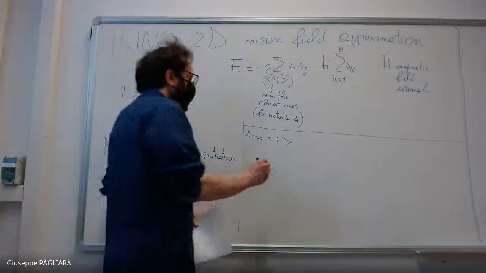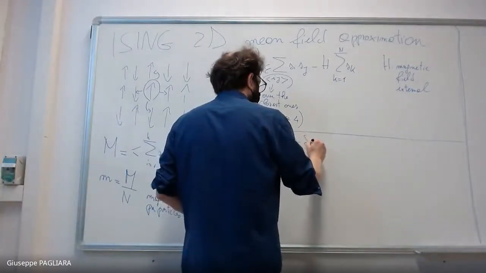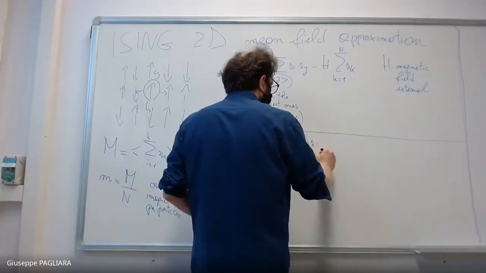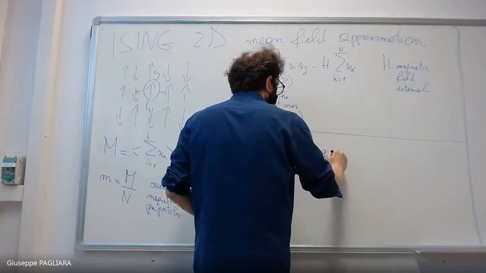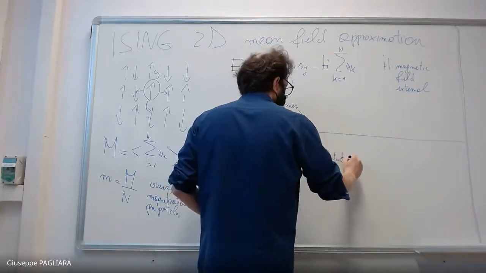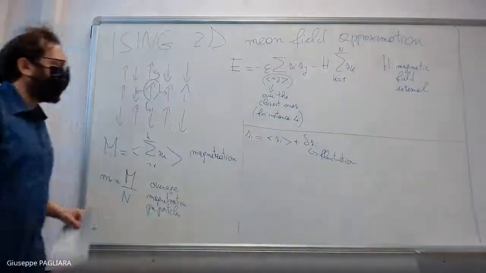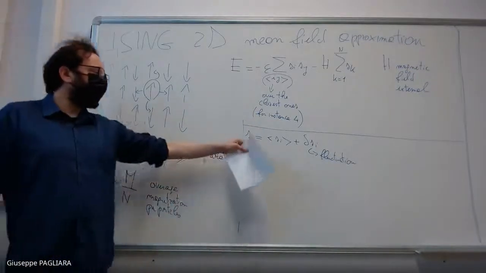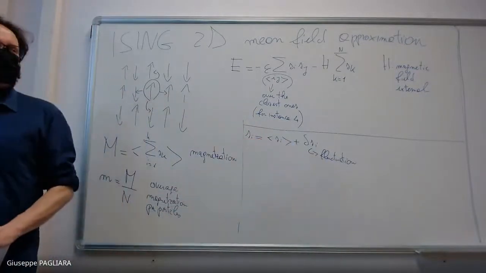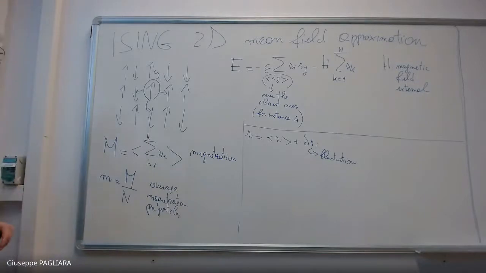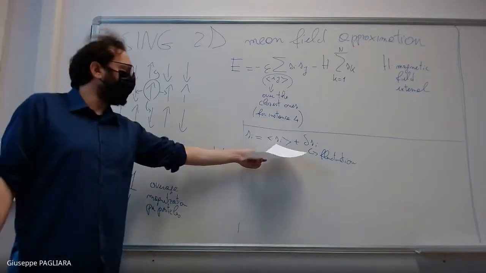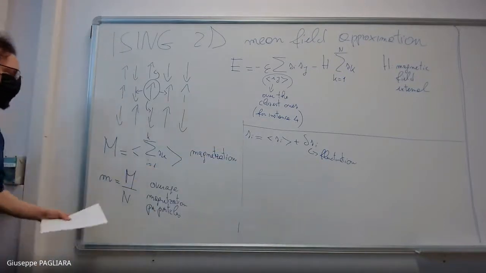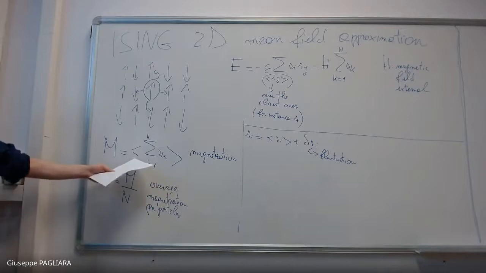And plus a fluctuation, delta Si, will correspond to the fluctuation. So how much the spin of this particle fluctuates around the average value, the average over the ensemble. So to compute this quantity, basically it's computing an ensemble average like this one.